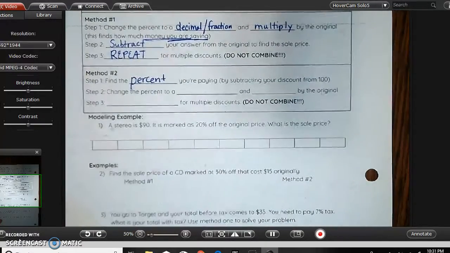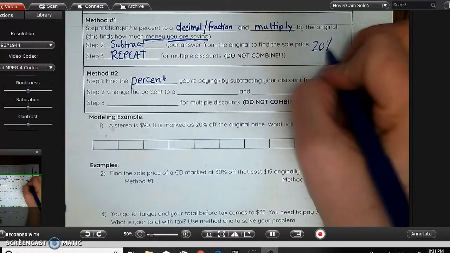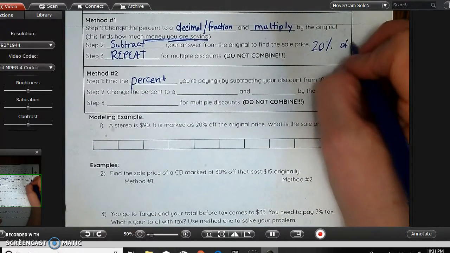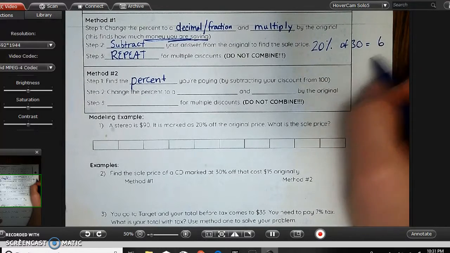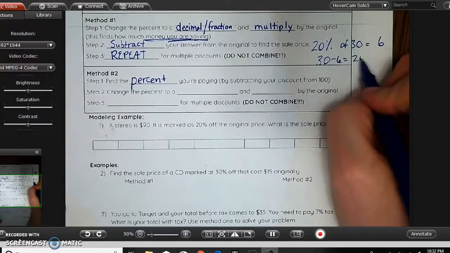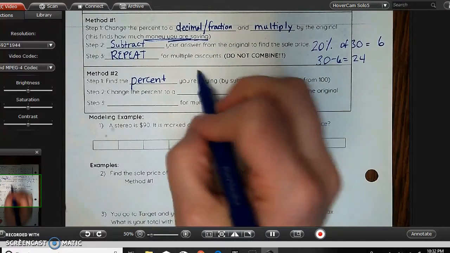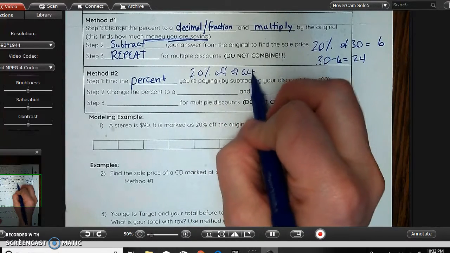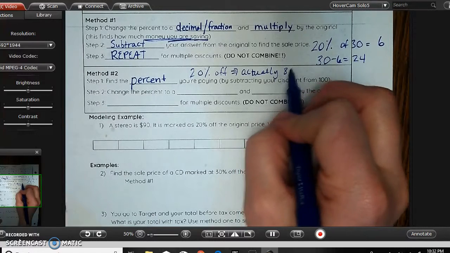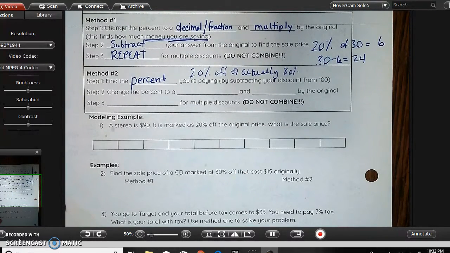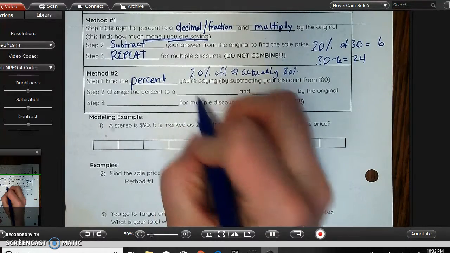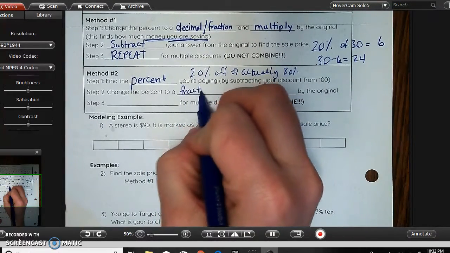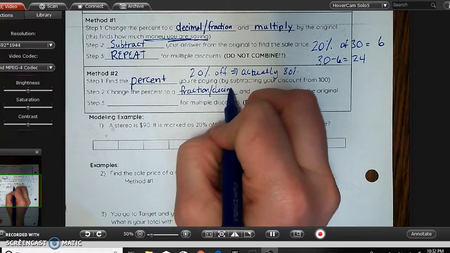So our other method of doing this deduction is that I can find the percent that I'm actually paying. So for instance, in that top one, I might find 20% of 30, find out that that is 6, and then do 30 minus 6 to get that my answer is 24. If I know that it's 20% off, that means I'm actually paying 80% of the original price. So instead of multiplying by 20 and then subtracting, I just have to multiply by that new percent. So I'm going to change that percent to a fraction or decimal, and multiply.